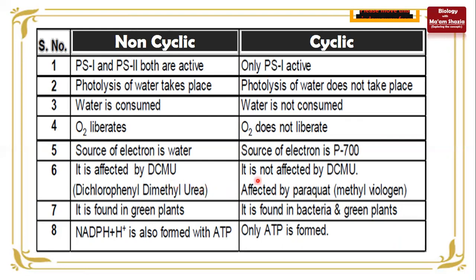There is no need to write this reaction. This is actually their confirmatory test. Non-cyclic is found in green plants; cyclic is found in bacteria and green plants. NADPH is also formed along with the ATP in non-cyclic, but in cyclic only ATP is formed. One more difference is that the plant goes for cyclic when it is under stress, when it has some infection or environmental stress. So the plant goes for the production of ATP. As there is a low level of ATP, it has to survive first, then go on to the production of other molecules.